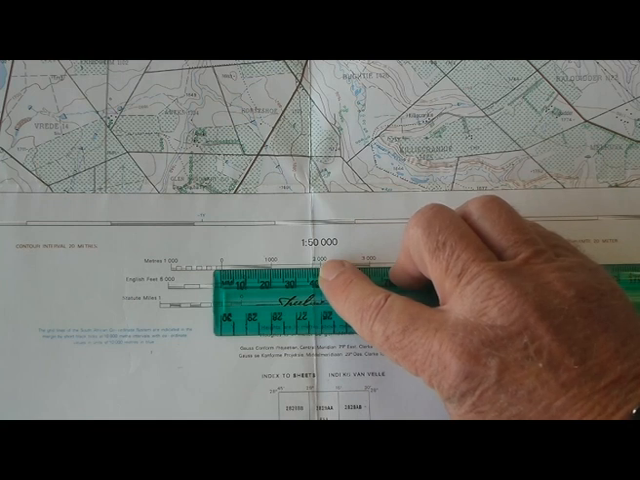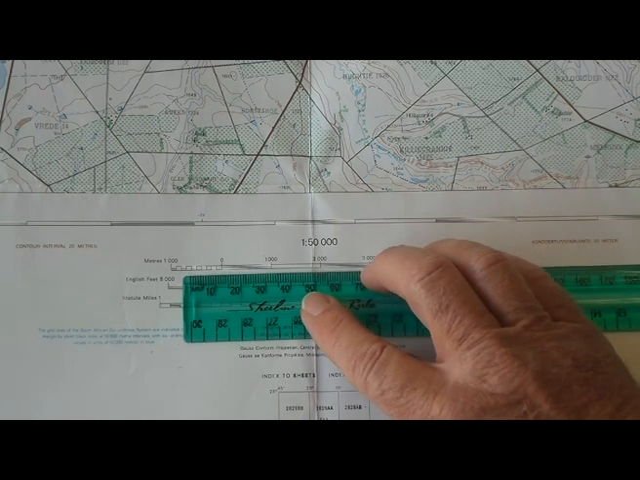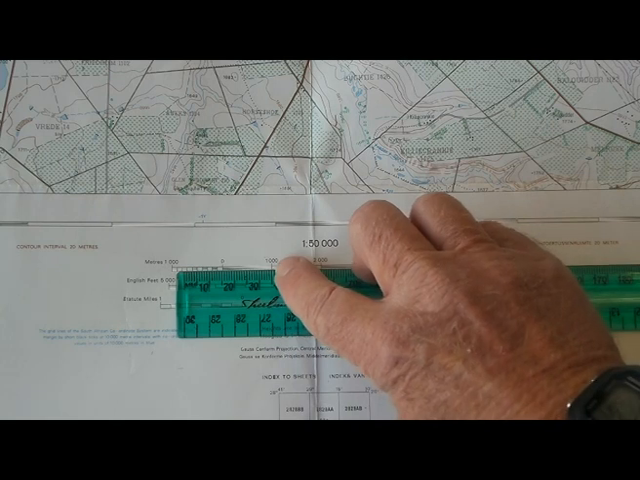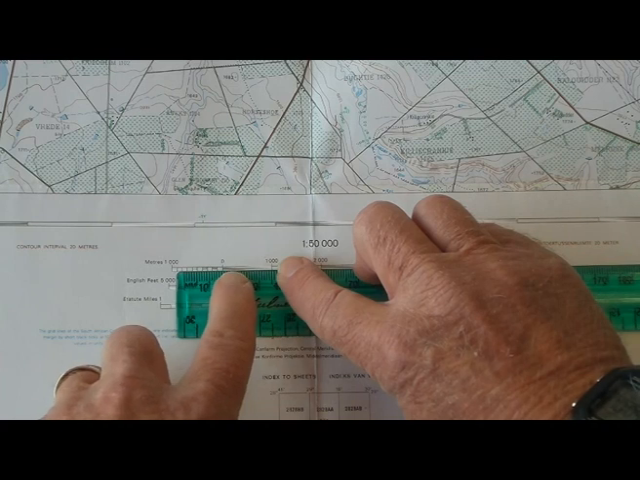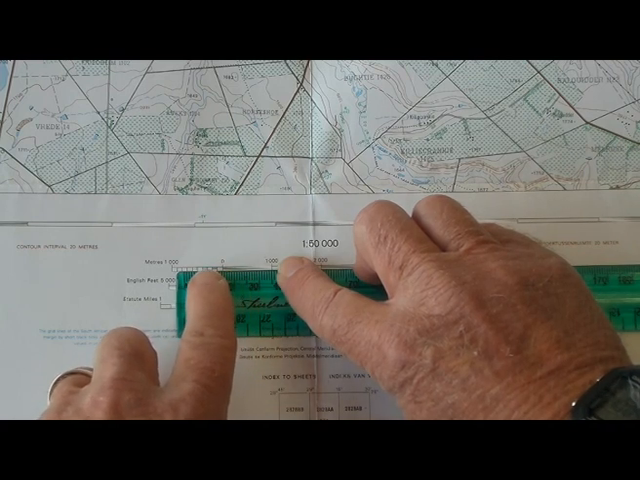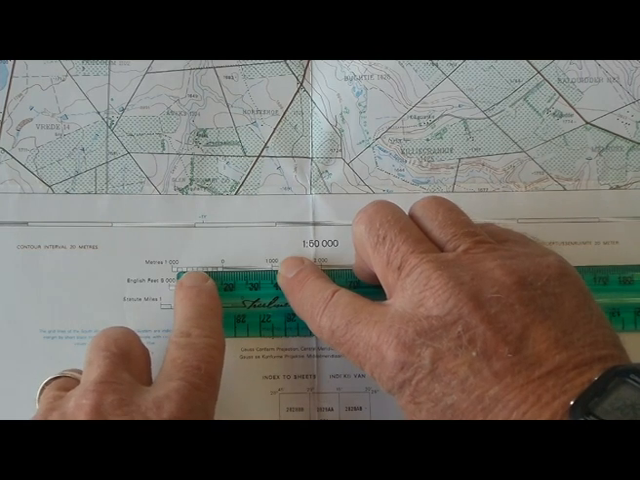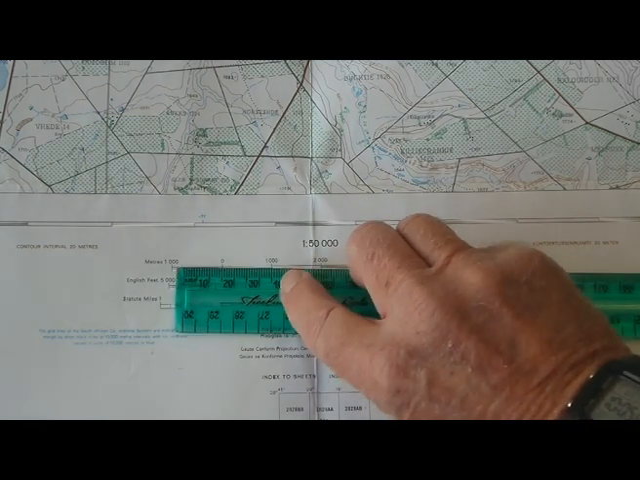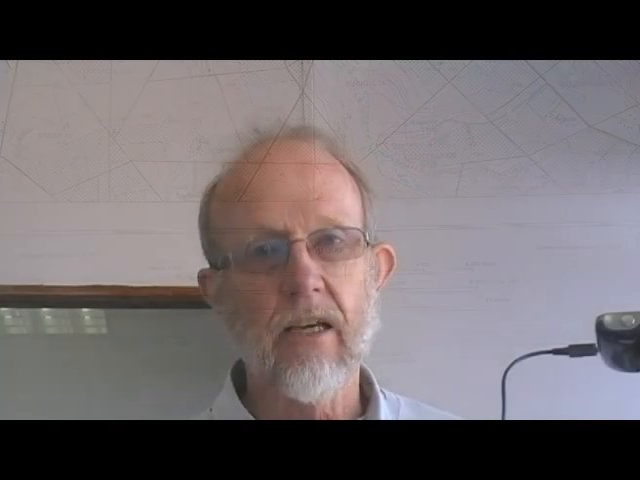But what happens if I want it more accurately than that? Then what I do is I put the 3.5 on the 1. There's our 3.5 kilometers, and I work this way, and then I can count. So that's 1 kilometer plus 1, 2, 3, 4, 5, 6, 7, and it's about 0.75. So 1.75, which is correct, of course, because 3.5 divided by 2 to get kilometers is 1.75. So that is how scale lines work.